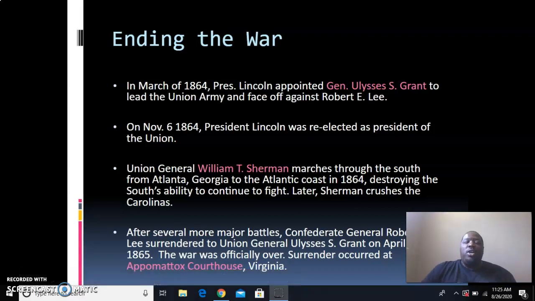So General Sherman was indeed successful in his ventures to cripple the South's ability and willingness to fight, and it led to the surrender of the Confederate troops on April 9th of 1865 at Appomattox Courthouse in Virginia. Confederate General Robert E. Lee met with Union General Ulysses S. Grant, where he surrendered, thus ending the Civil War.